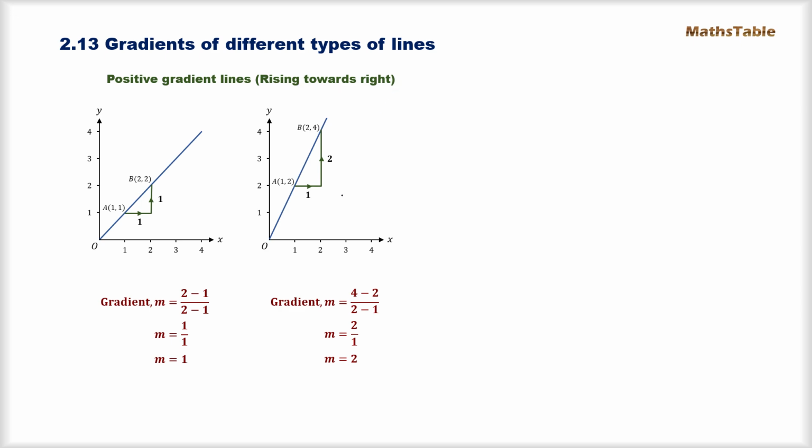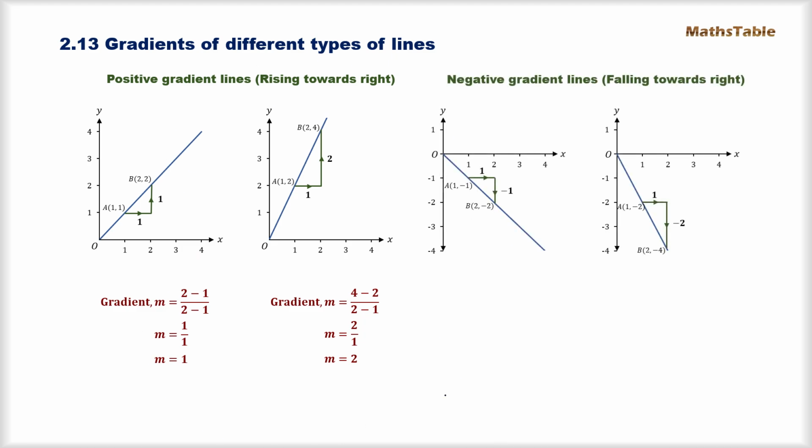Now, one more thing to compare between these two lines is that the second line has twice the rise to run ratio as that of the first line. And we can also see that the second line has twice as much steepness as that of the first line. So this shows that the numerical value of the gradient tells us the steepness of the lines. So this is what we need to know about the positive gradient lines.